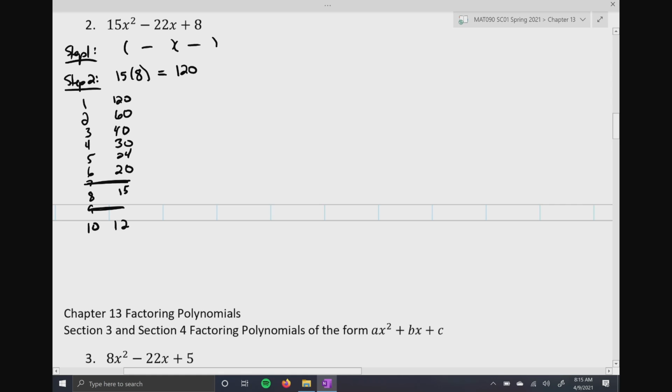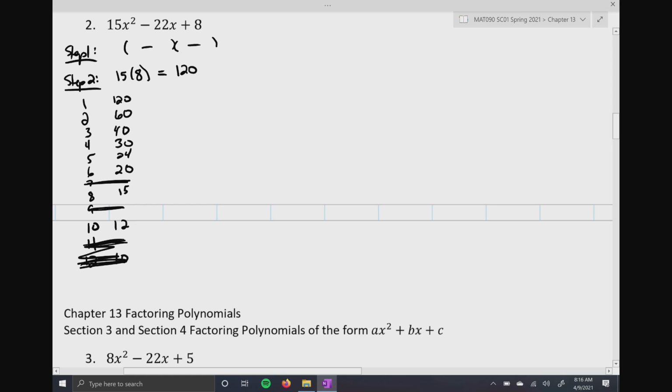Now, if you need to, you can keep going, but watch what happens. I know 11 is not going to work. The next number would be 12, but notice here and here I start repeating myself. So initially I had 10 times 12, now I have 12 times 10. Once you start to see yourself repeating, you could just stop.